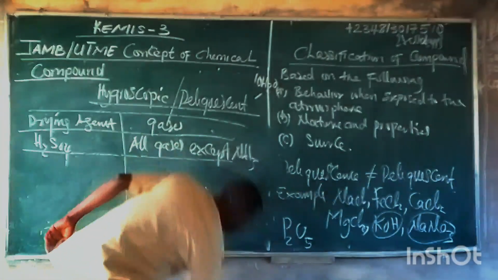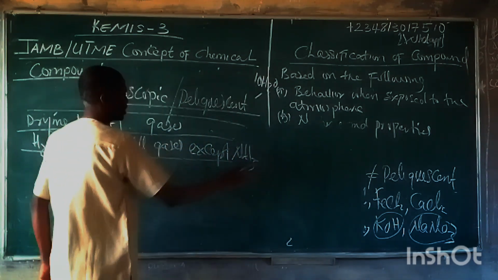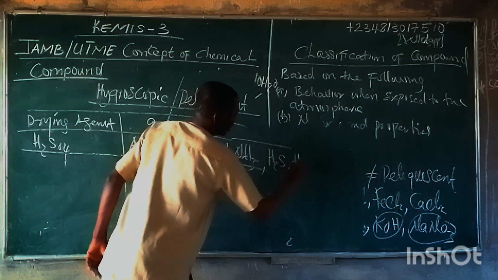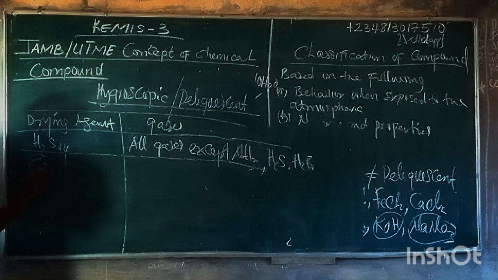Then, we need space. Get out of here. We need space. Okay? Then, hydrogen sulfide. Then, hydrogen bromide. Alright? Now, another guy is calcium chloride.